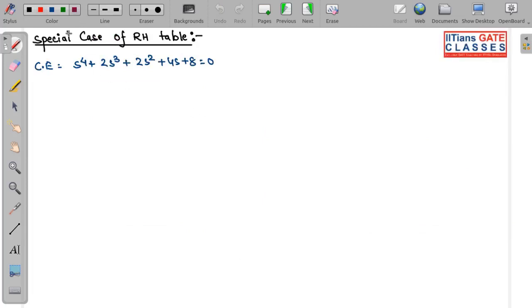Okay, fine. So now let us check one of the special cases of the Routh-Hurwitz table. So let us solve this very quickly. If you make the Routh table over here, this will be s to the power 4, s cube, s square, s to the power 1, s to the power 0.